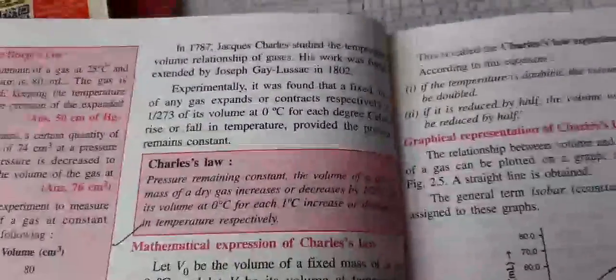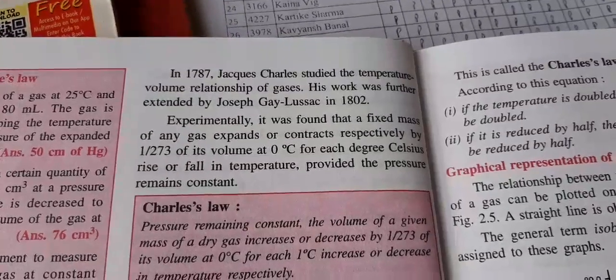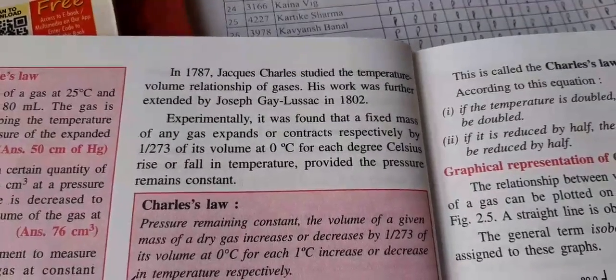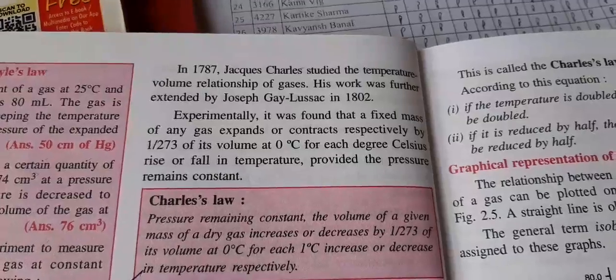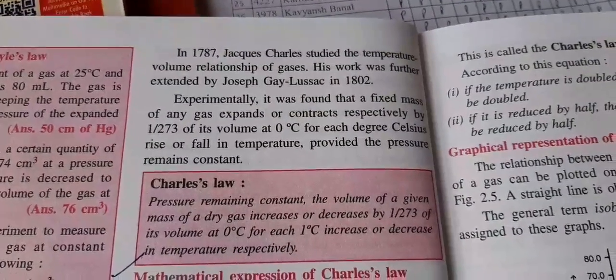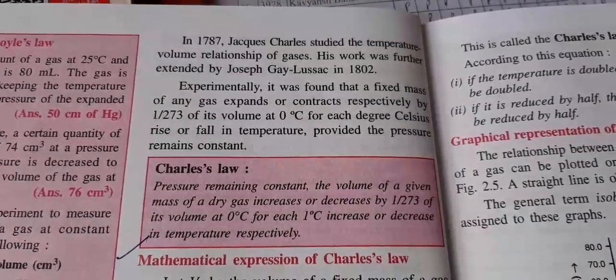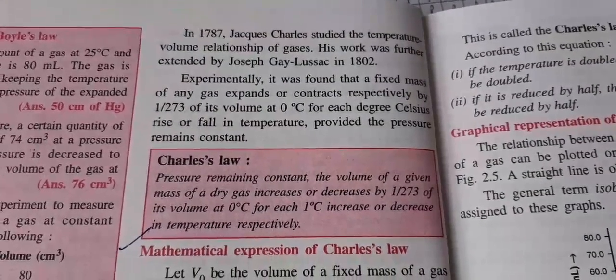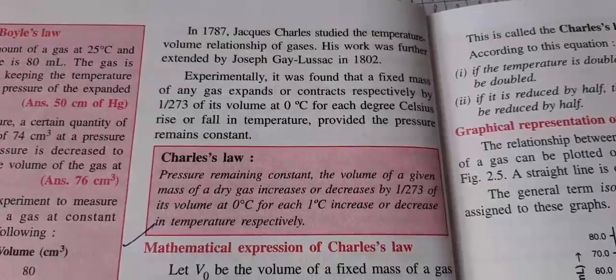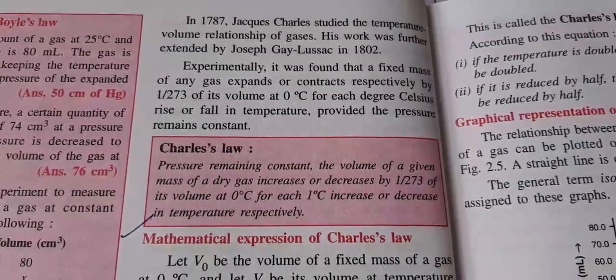Hello, ninth class. Today we are going to study about Charles' law. This law was given by Jacques Charles in 1787, and he was studying the relationship between volume of a gas and temperature. Experimentally, he found out that whenever there was an increase or a decrease in temperature of a gas, the gas was expanding or contracting by 1/273 of its volume.